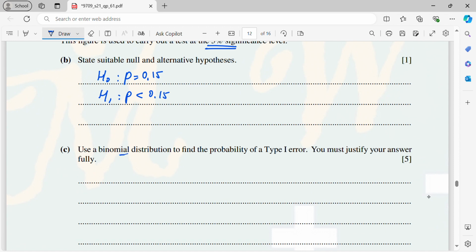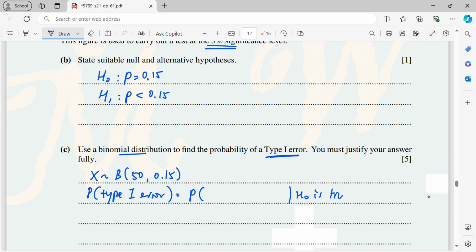C. Use a binomial distribution to find the probability of type 1 error. You may justify your answer fully. Okay, so now type 1 error. Basically I will just write binomial first. It is n is 50 and P is 0.15. So P of type 1 error. Type 1 error is defined as H0 is true, but we reject H0.